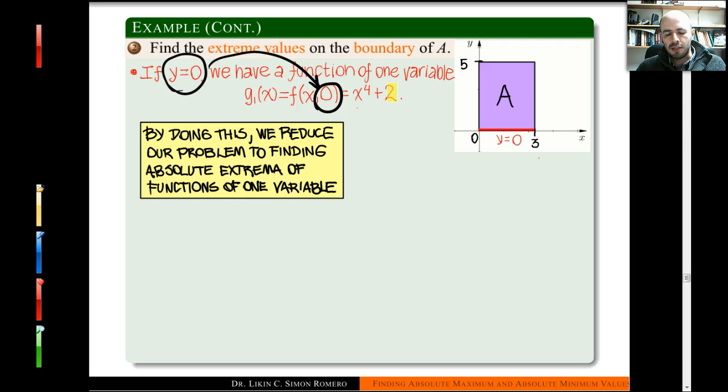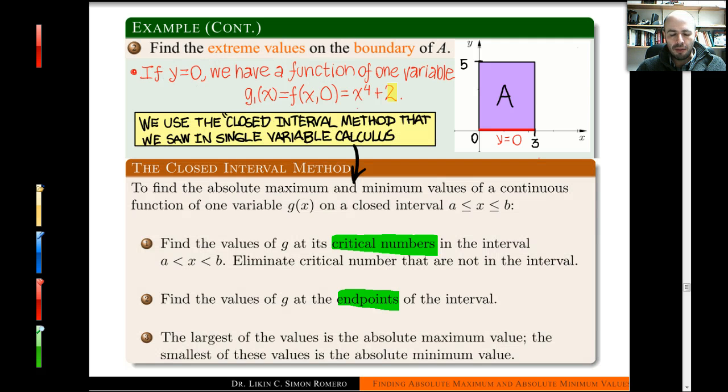Notice that by doing this, we reduce our problem to finding the absolute extrema of functions of one variable. And we're going to use what we did with functions of one variable. We use the closed interval method that's seen in single variable calculus. So the thing that we have to do is find the critical numbers of the function of one variable, and then evaluate also at the endpoints and take the largest and the smallest. And we're going to do the same thing here.